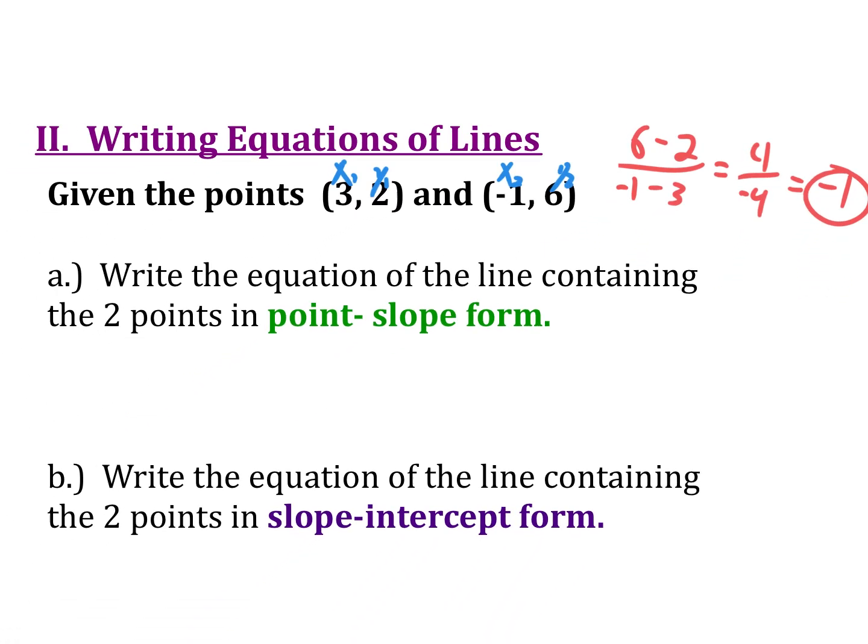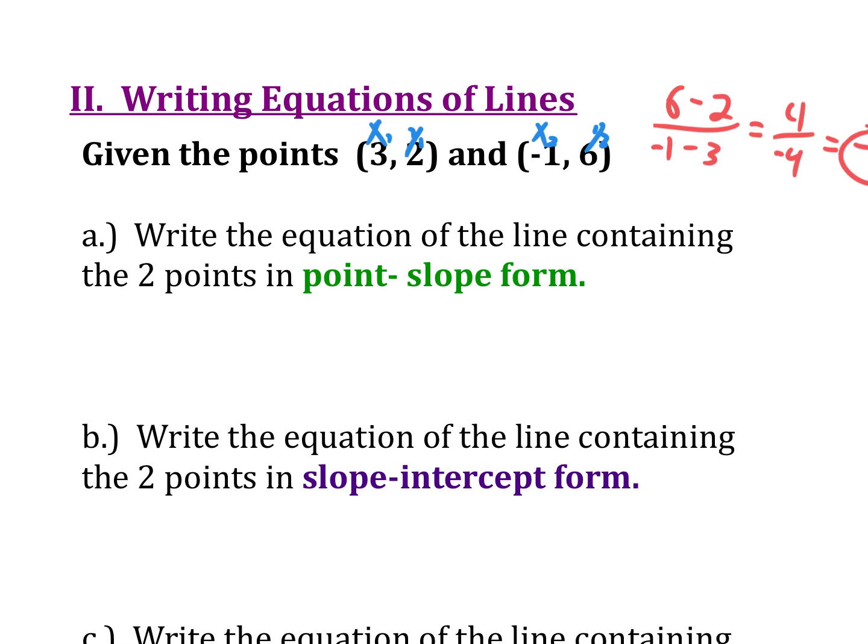Now, if I want to write this equation in point-slope form, I need to choose either one of these 2 points. It doesn't matter which. I'll choose this first one, (3, 2). The equation in point-slope form would be y minus 2 equals that slope, which we just found, -1, times the quantity x minus 3. Or if you really wanted to, you could have done the other one: y minus 6 equals -1 times x minus a negative 1, so plus 1. Both of these equations say the exact same thing.